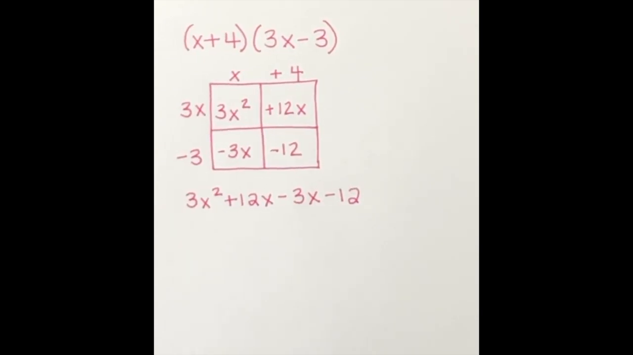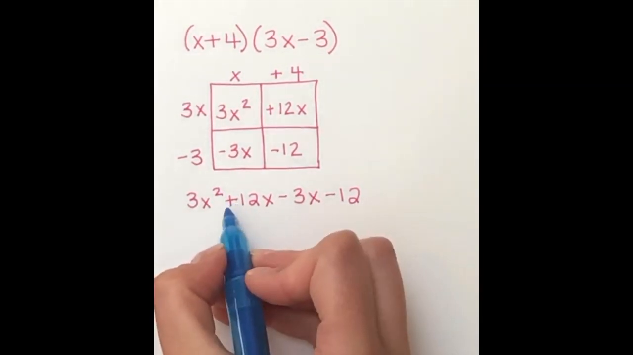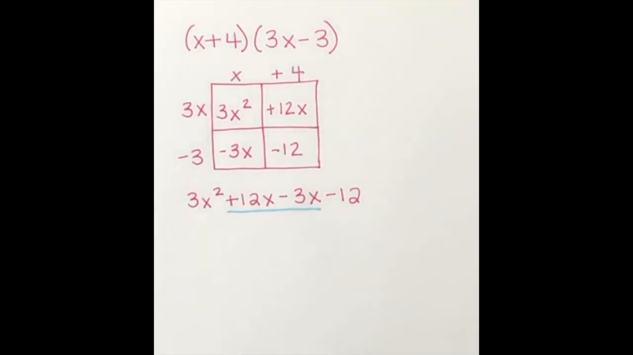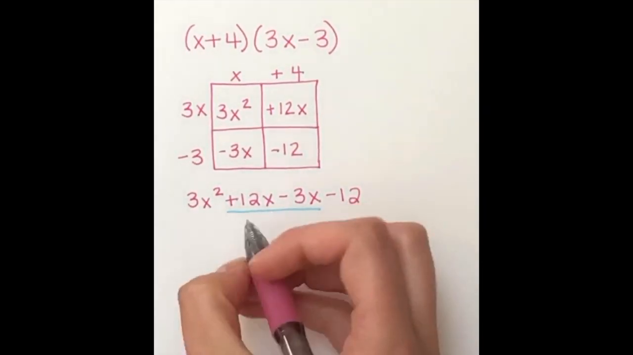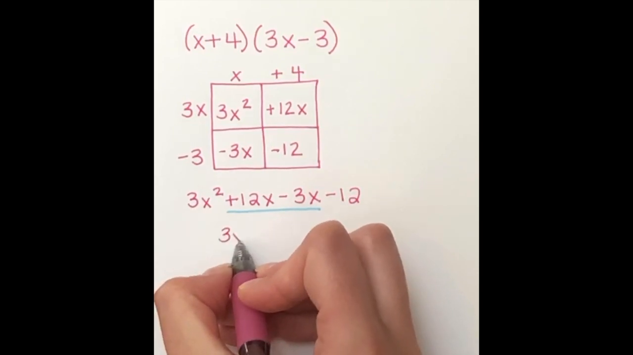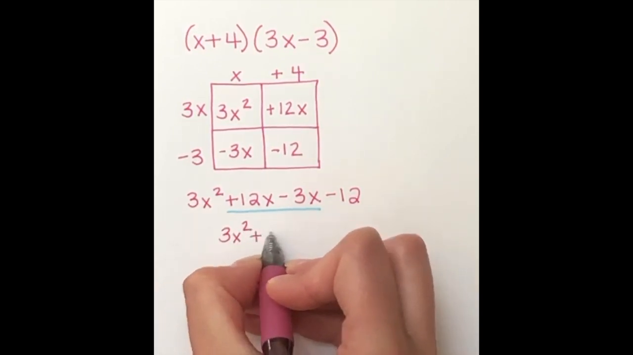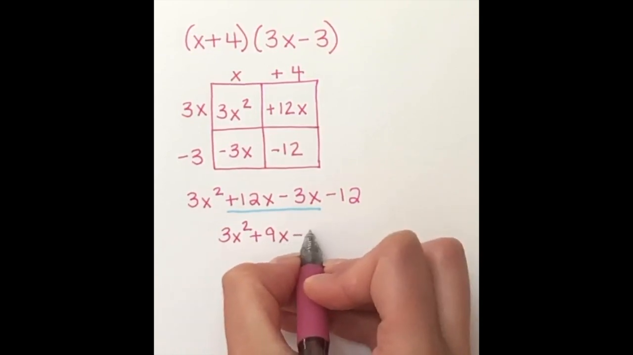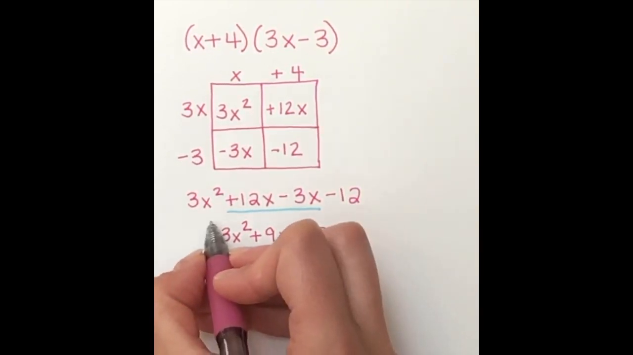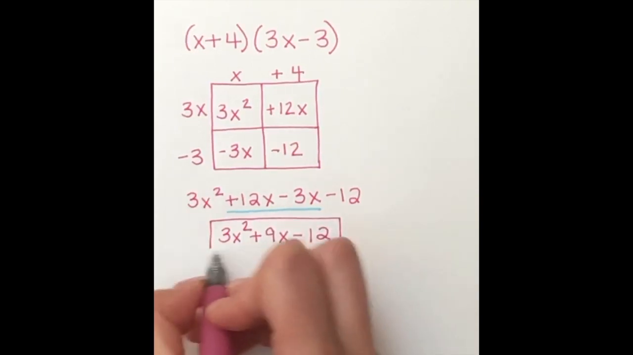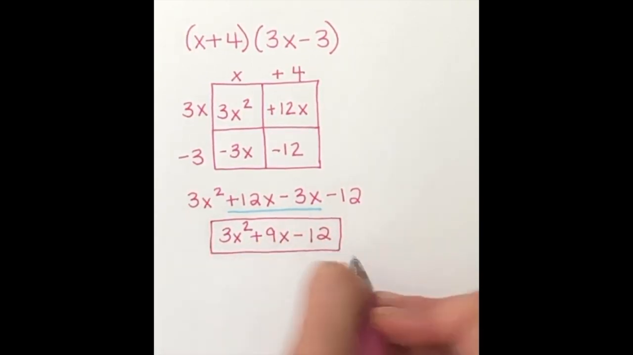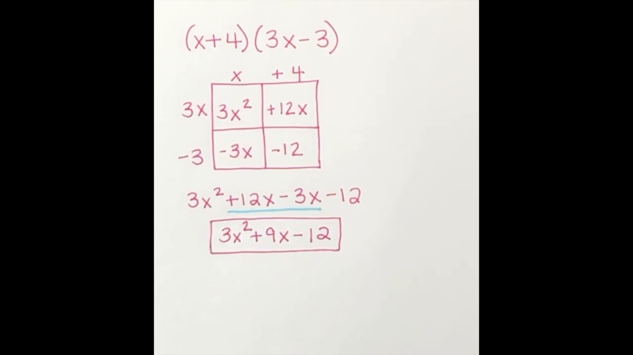Now I'm going to take a look and see, are there any like terms that I can combine? And there is. 12x minus 3x. Those are like terms that we can combine. So when I do that, I'm going to end up with 3x squared plus 9x minus 12. And when I look at this, again, I want to make sure that everything that is like can be combined, and it is. We combine all our like terms, and we want to make sure it's in standard form, which it is. So it's done.